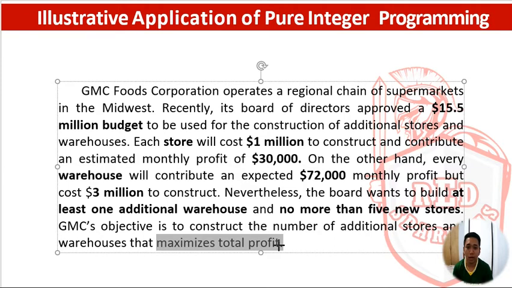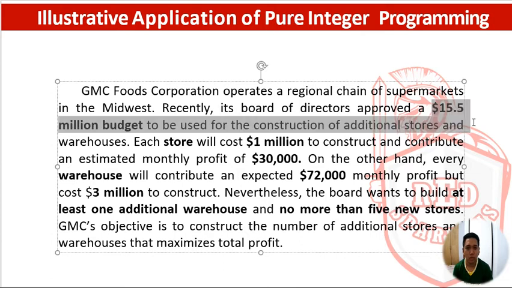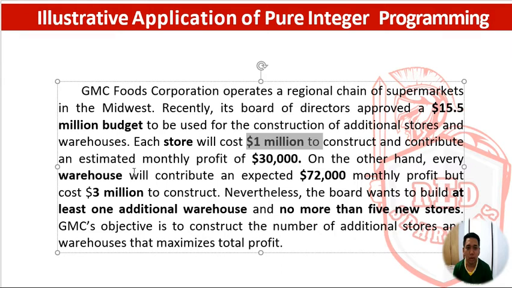Pero pag sinabi lang is please optimize the problem, hindi natin alam kung maximization or minimization. I-check naman natin ngayon. Yung 15.5 million budget, yun yung kanilang budget. Tapos, ang budget, ibig sabihin gagastusin to. Yung gagastusin kay store is 1 million at yung gagastusin kay warehouse ay 3 million. Diba? Tapos yung profit, 72K, yung profit, 30K.